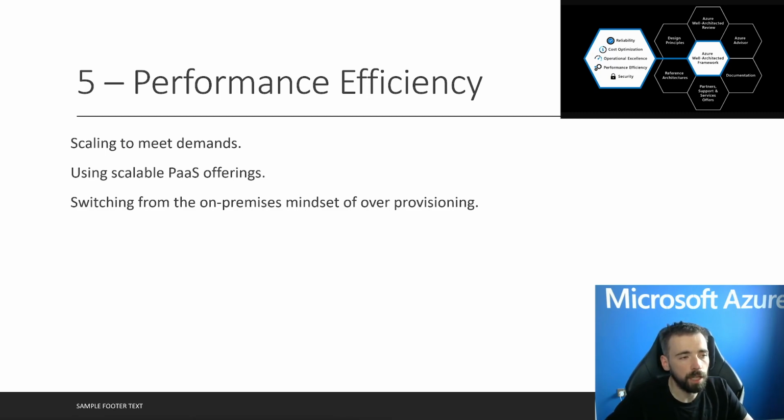The options related to PaaS vary depending on the PaaS service we're using. So we may use Azure App Service, for example, or Azure Kubernetes Service. So there's different options depending on the service, and that's what we need to consider as part of performance efficiency.